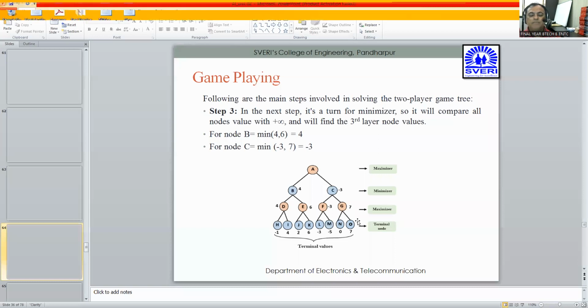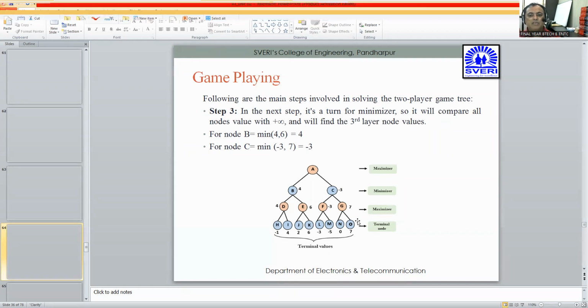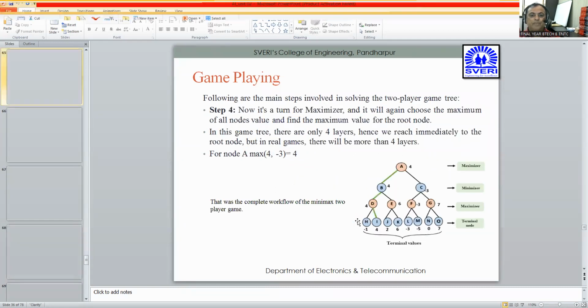Now, if you go in the reverse order, we'll go to B and C. For node B, it will be D and E, which are having 4 and 6. The minimum value will be 4 because the second level is a minimizer level. Whereas node C will be -3 and 7. In this case, the minimum will be -3, as it is the minimizer level. So the value will be -3.